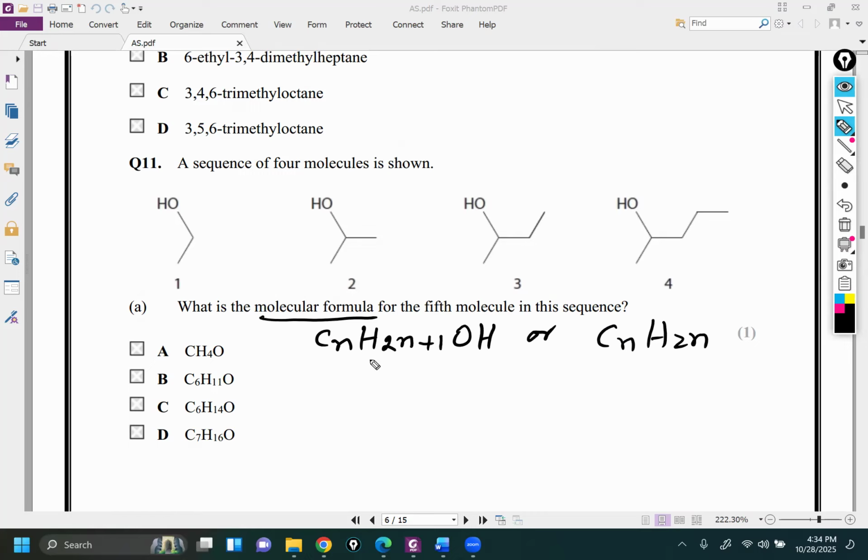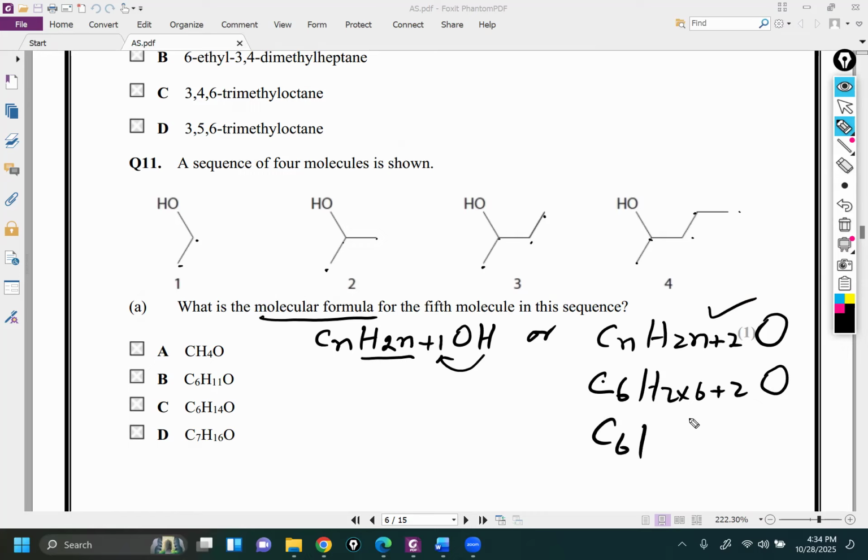So CnH2n, and bring this H here, so plus 2 and O. The molecular formula is what they're asking, so this formula would be better. Now, this is 1, 2 carbons, then 3 carbons, then 4, and then 5. In the next one we keep going, so the 6th molecule has 6 carbons. If carbon is 6, this is 2 times 6 plus 2 and O. So C6, this is 12 plus 2, 14, and O. So C6H14O, and the correct option is option C.